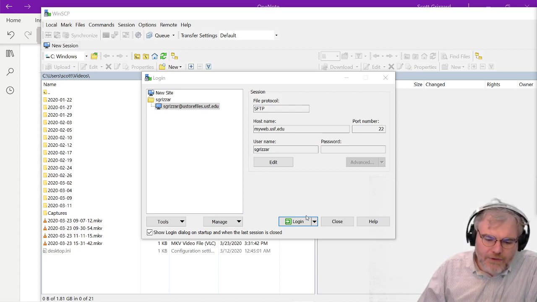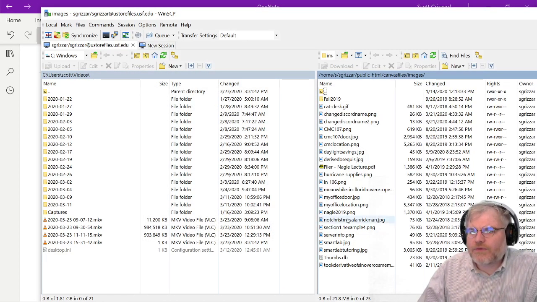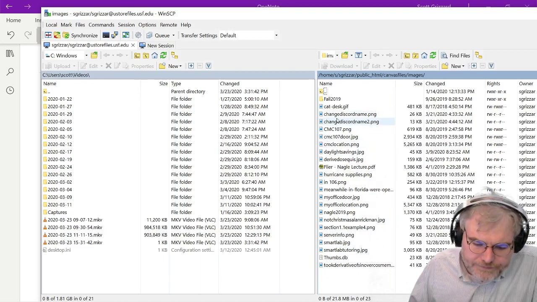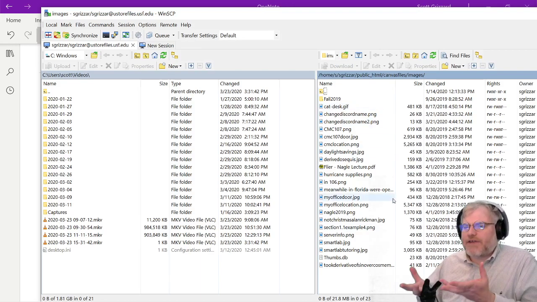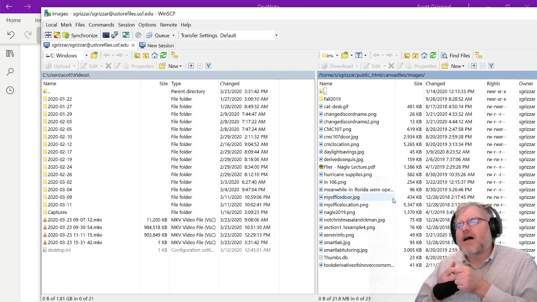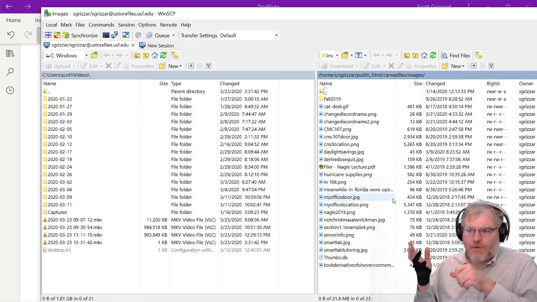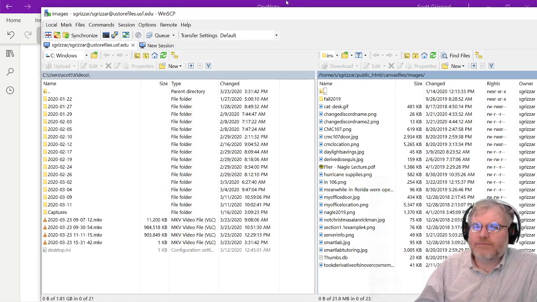Oops, I'm clicking on the wrong place. When I log in here, it's going to use my SSH key to connect to the host. And there you can see all of the files that I have in my Canvas files on this particular server. The reason why this works is because I put my public key into the server, and then I use my private key to access it. Now, we're talking about using the private key to encode messages, but one of the other things you can use RSA for is to authenticate people. And this is authenticating me using this thing.